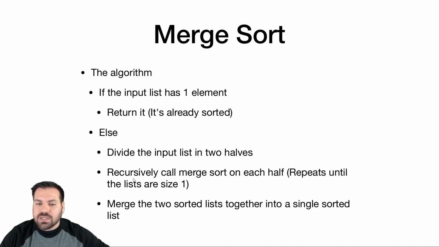If there's more than one element, we're going to split the list into two halves. We're going to recursively call merge sort, the algorithm itself, on each half. And whatever that returns, it's going to give me two lists. I'm going to assume that those lists are sorted, and then I'm going to merge those two lists together into a single sorted list.